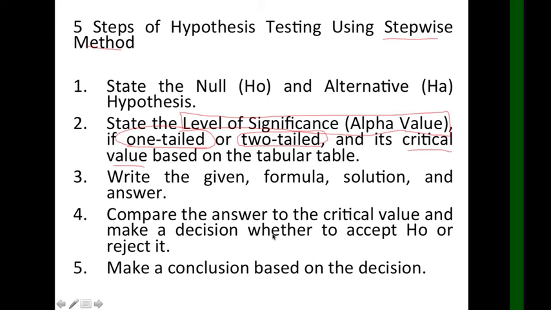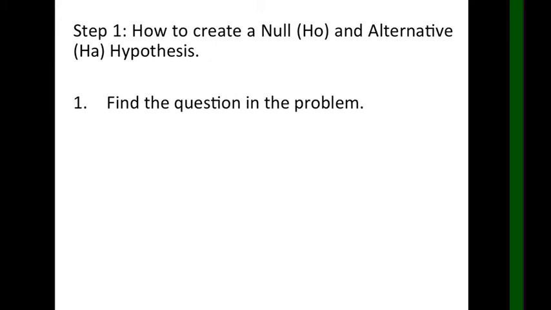Okay? So, unti-untiin natin itong limang ito. Let's start with number 1. How to create a null, H0, and alternative hypothesis. First, find the question in the problem. In problem solving, there's always a question there, and you need to look for that question. If not, find the condition or the imperative. Make it a statement. So, yung question or yung imperative, gawin mo siyang statement.